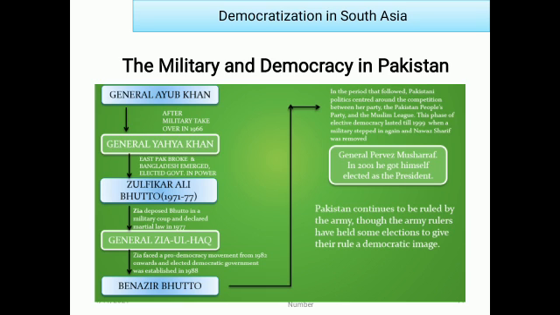So the first country we are going to do here is Pakistan. The military and democracy in Pakistan.